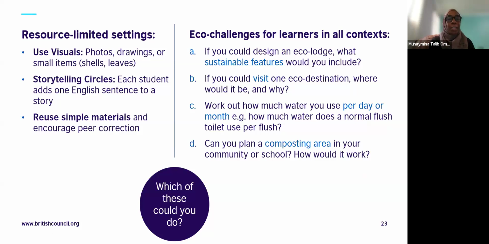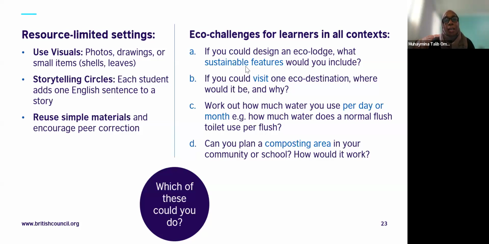So for resource limited settings, you can also use visuals, drawings, or small items to help your students to get the context, and also storytelling and storytelling circles. So you can ask your students to say one sentence and another one has to add another sentence until they get the complete story. And you can also reuse simple materials so as to help your students to learn more about the environment and also to use language at the same time.